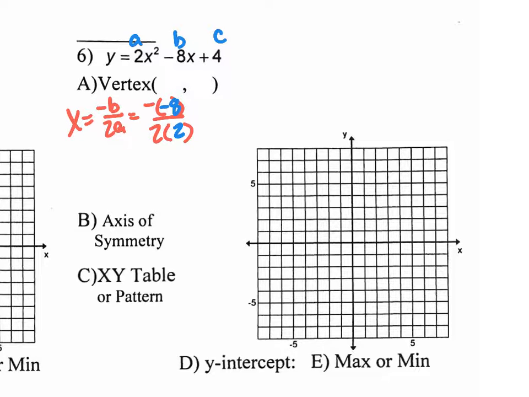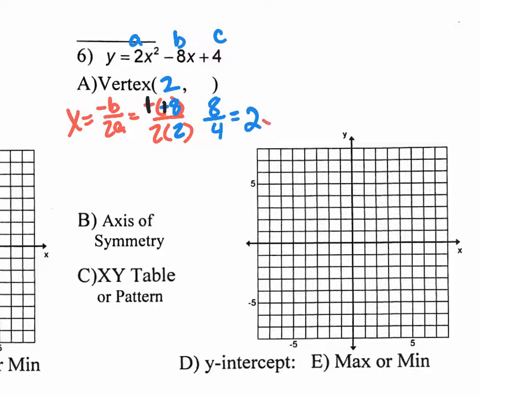We end up with a -8, which is really a +8, over 2 times 2, which is 4. And 8 over 4 is really 2. 8 divided by 4 is 2. So I have the x value of my vertex. That x value is 2. I still need the y value.